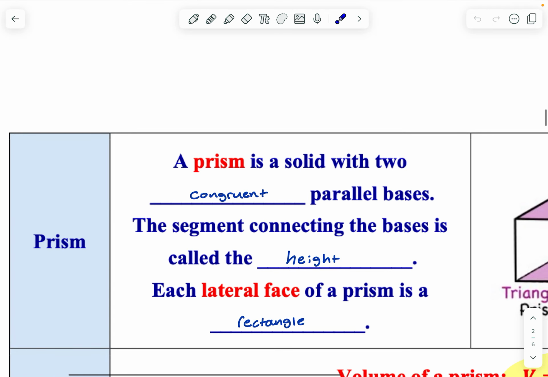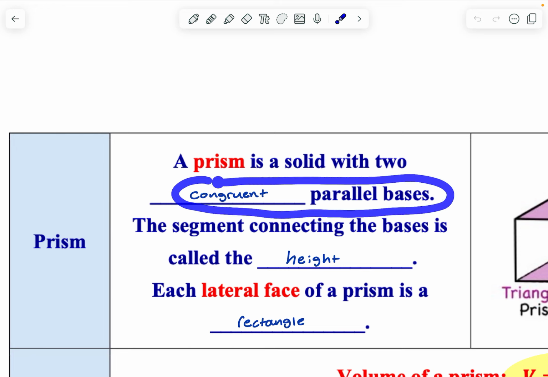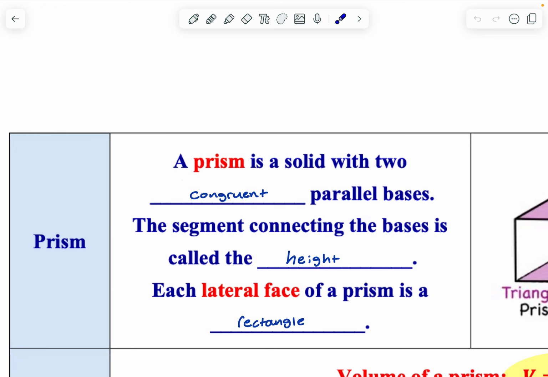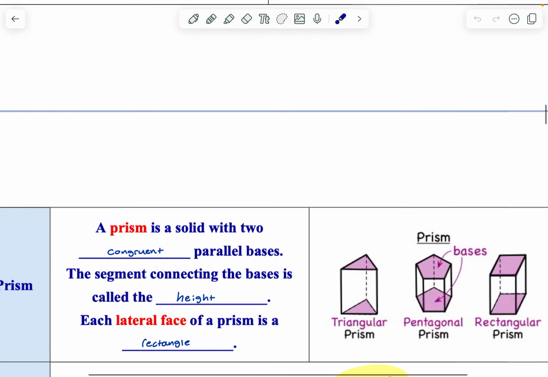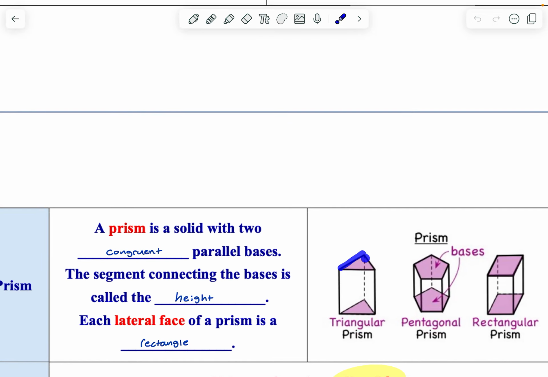A prism is a solid with 2 congruent parallel bases. So in those 3 pictures to the right, you can see a triangular prism has a base of a triangle. Those 2 triangles are parallel and congruent. Rectangular prism, those rectangles are parallel and congruent.